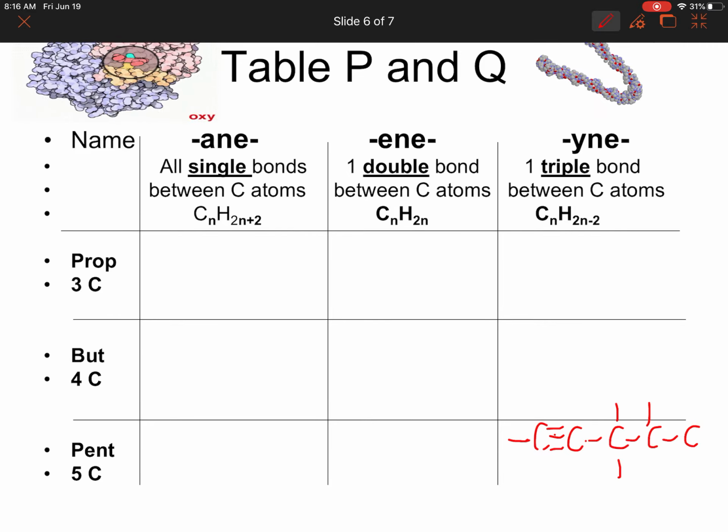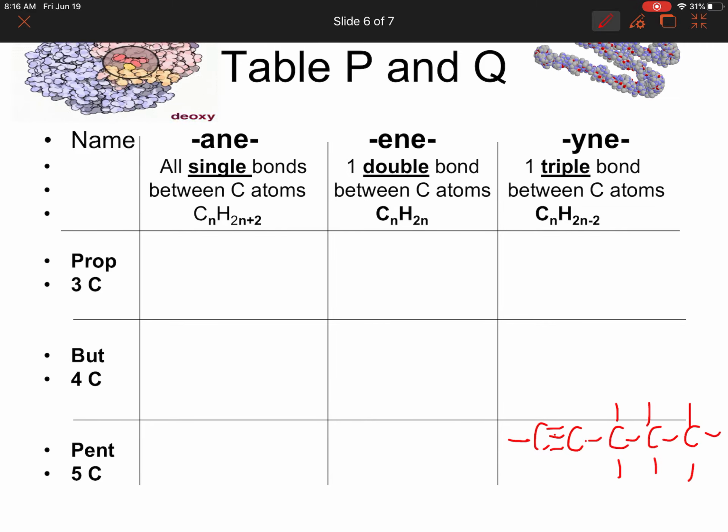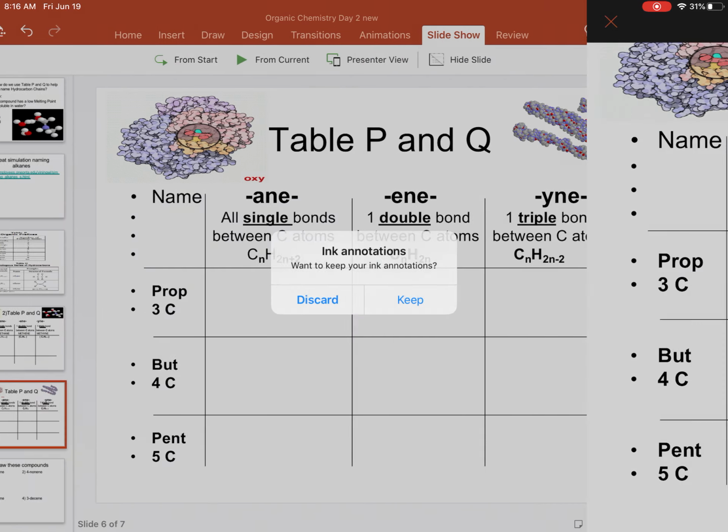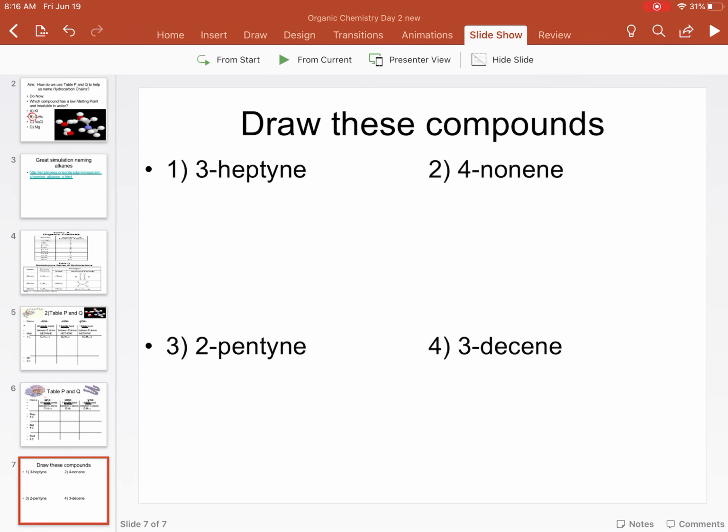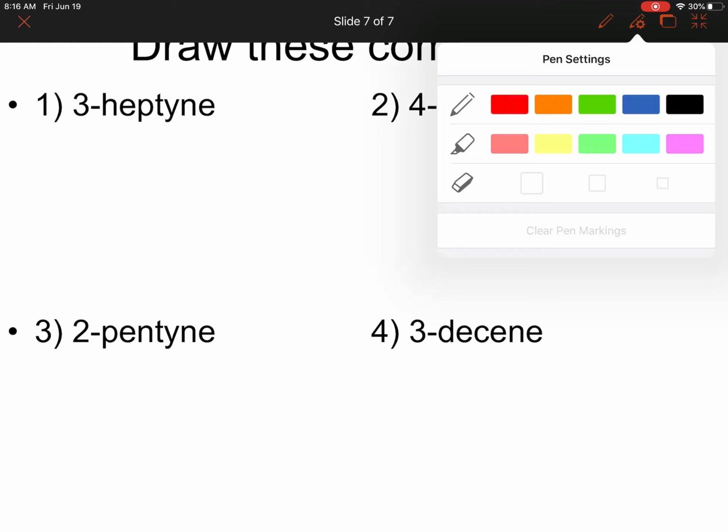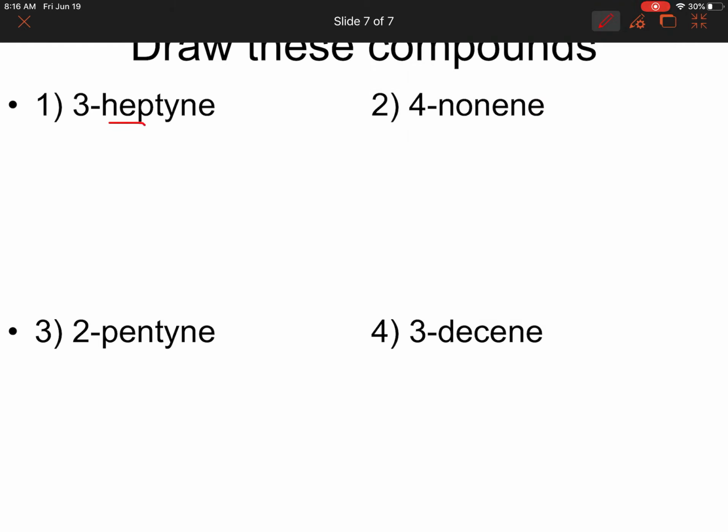Now, carbon can only have 4 bonds around it, so you gotta be careful when you do that. Okay. So let's draw 3-heptyne. Hept is a 7 carbon chain. 1, 2, 3, 4, 5, 6, 7.